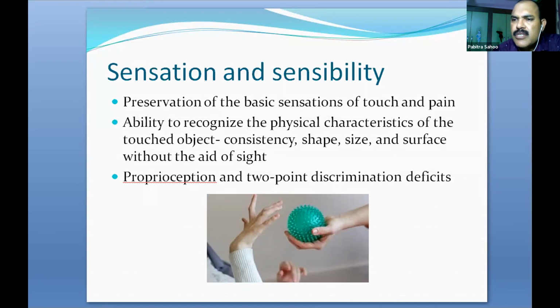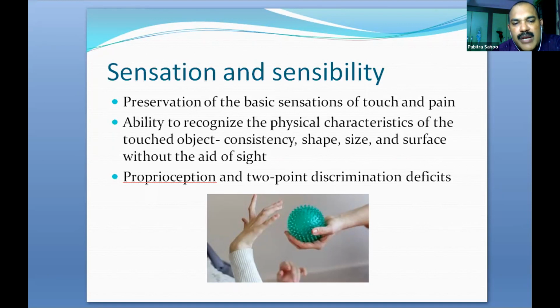Many times the child compensates by visual input. Though the stereognosis is poor, the child can still compensate with visual input. That is why, when the child has a severe pronation deformity or thumb-in-palm deformity, he cannot see the object but is holding it, so he will be confused. The function will be poor in a pronated hand. Many times that is compensated by visual input. Proprioception and two-point discrimination deficits also need to be evaluated before planning for surgery.